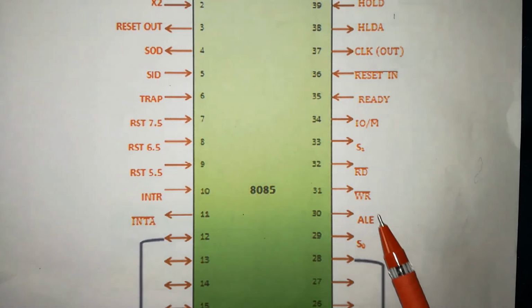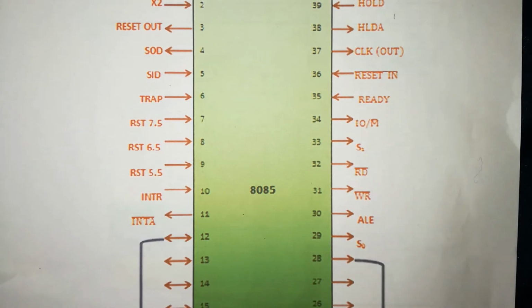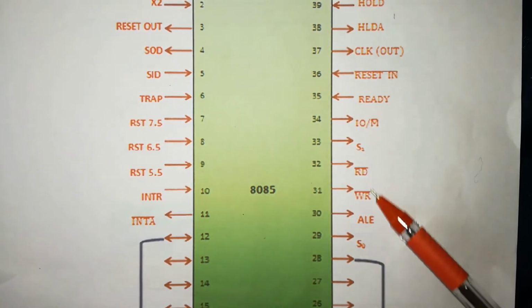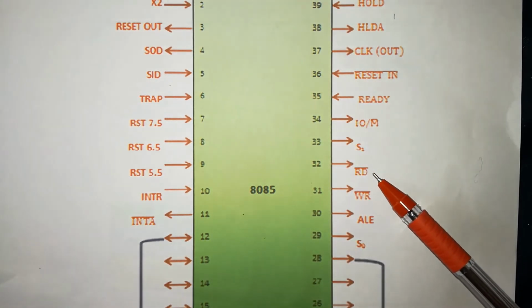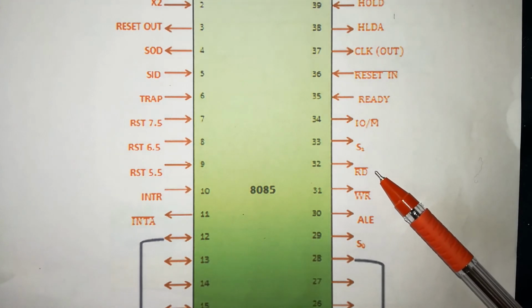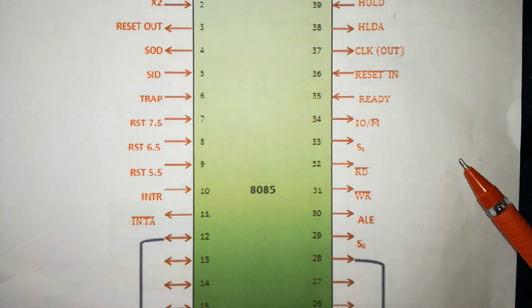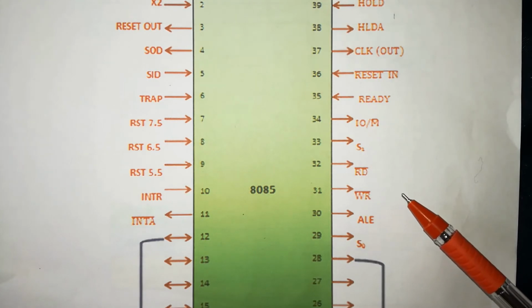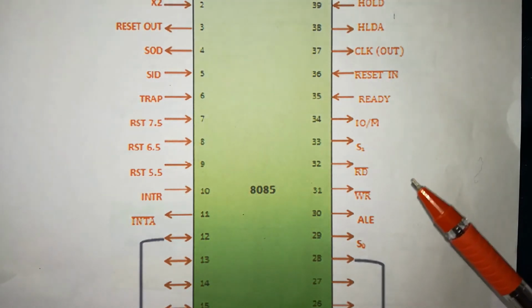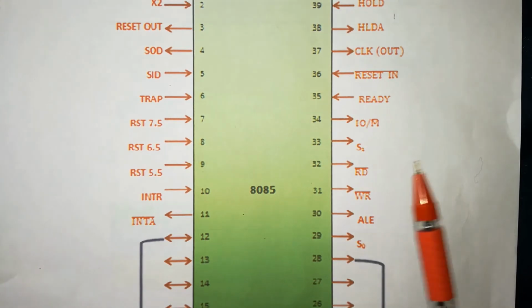The next signals are WR bar and RD bar. That means write and read. These both are active low pins. A low level RD signal indicates that the selected memory or input output is to be read and data bus is available for data transfer. Whereas WR bar signal indicates that the data on data bus is to be written into the selected memory or input output location.